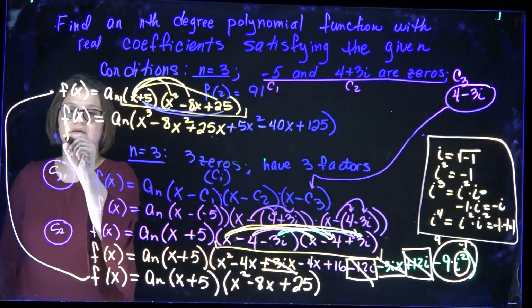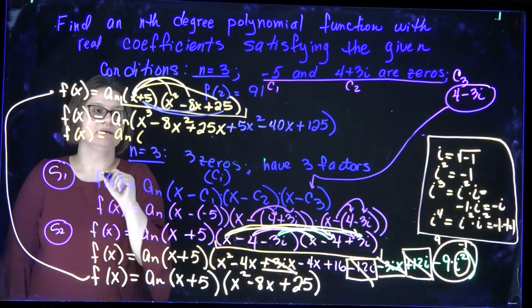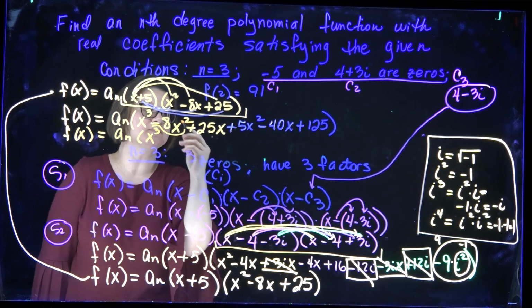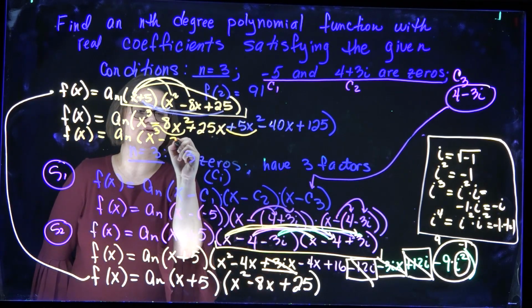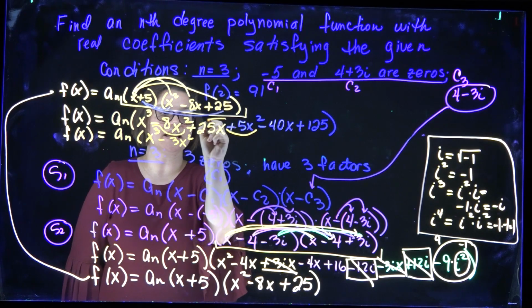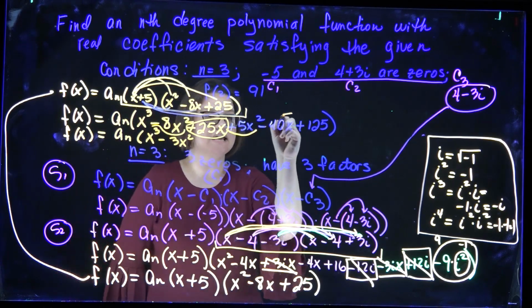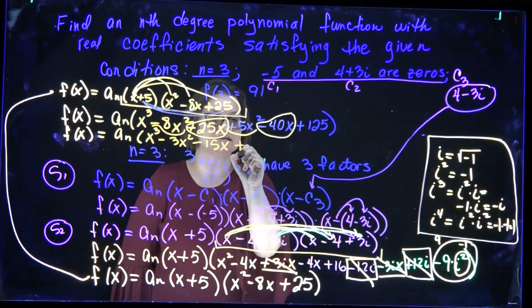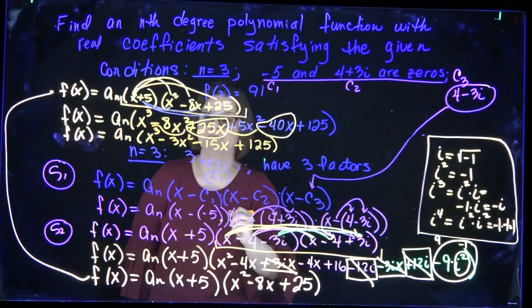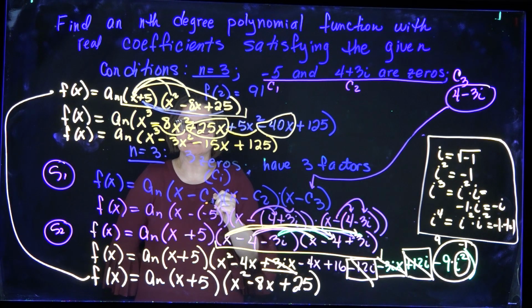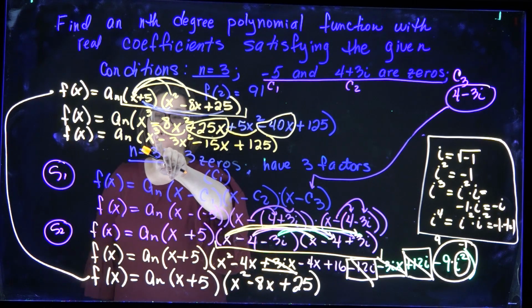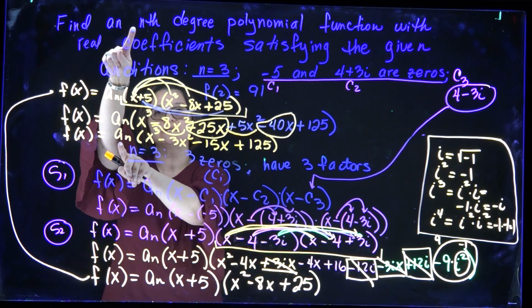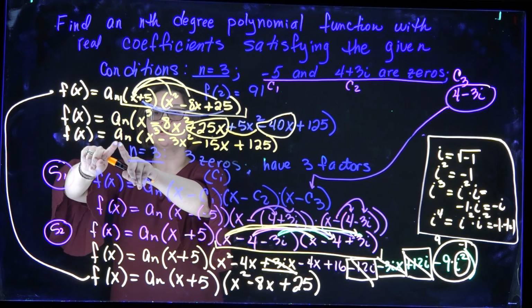So f of x equals a sub n, and then I don't have any more cubics, so I'll keep the x cubed. But I'm going to combine negative 8x squared and a positive 5x squared. That's going to give me negative 3x squared. I can also combine positive 25x and a negative 40x. That's going to give me negative 15x. And then I have a positive 125. Okay? All right. Now, if we look very carefully, do we still have a cubic function? Yes, we do. So far, we're good. The only piece that we don't know is we don't know this leading coefficient. And we know how important it is for us as we're looking at polynomial functions.